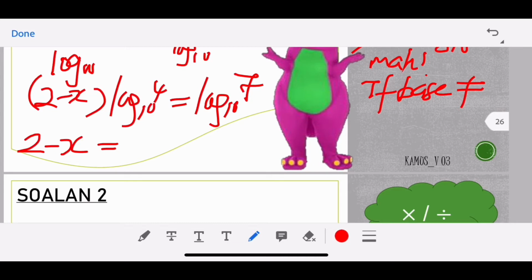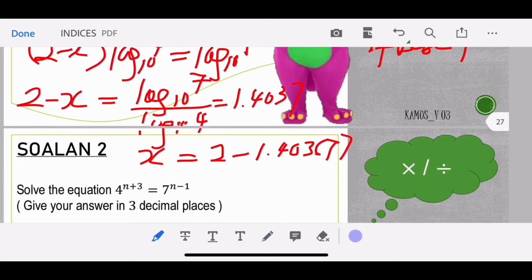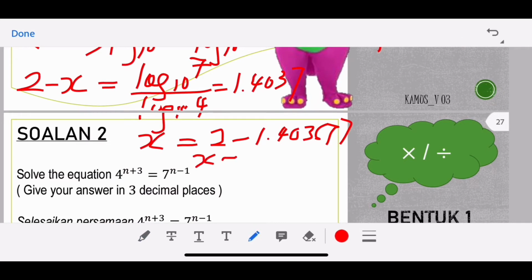So 2 minus x is equal to, what is your answer? Log 7 over log 4. So you write down, and I have the answer which is 1.4037 after I rounded off. Please double check for me. So then the x will be 2 minus 1.4037 and you will get the answer, right? Are you getting the answer? So finally you leave your answer in 4 significant figures. So this is the answer, x is equal to 0.5963.